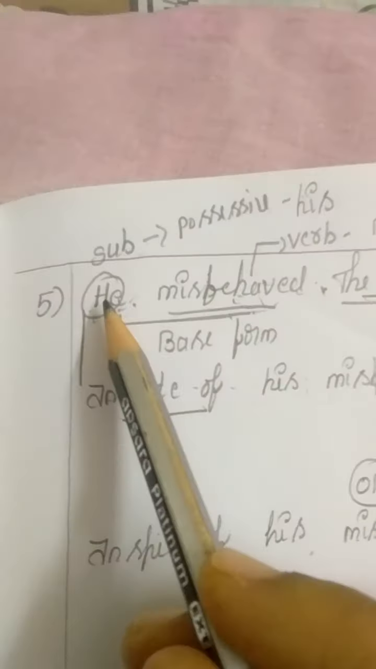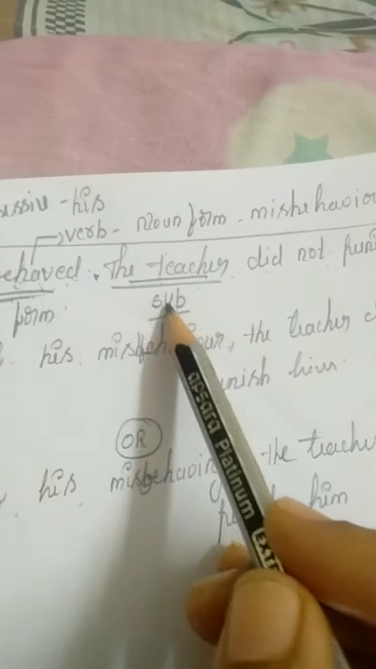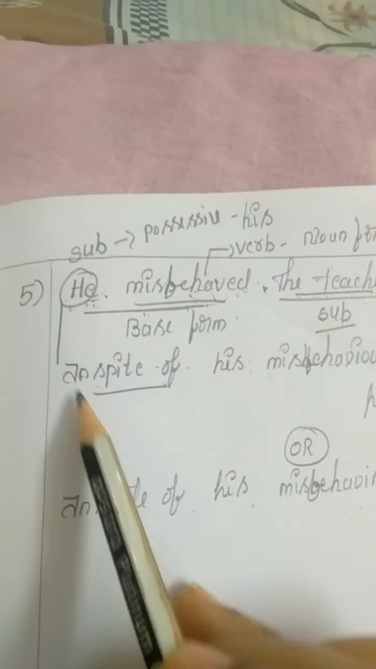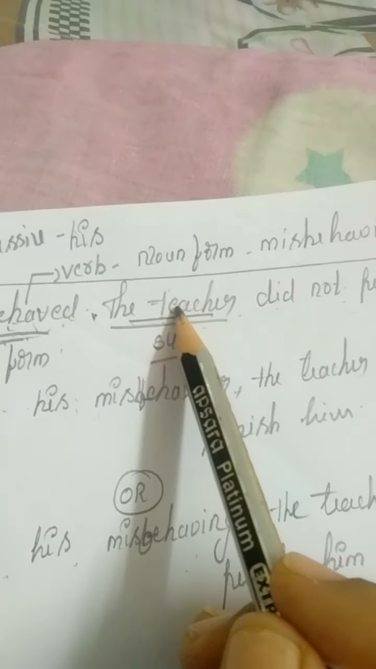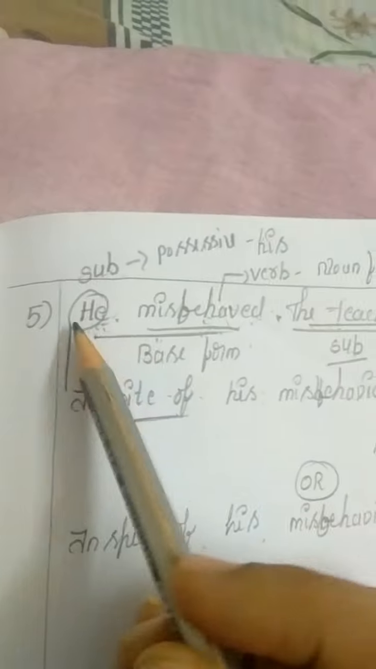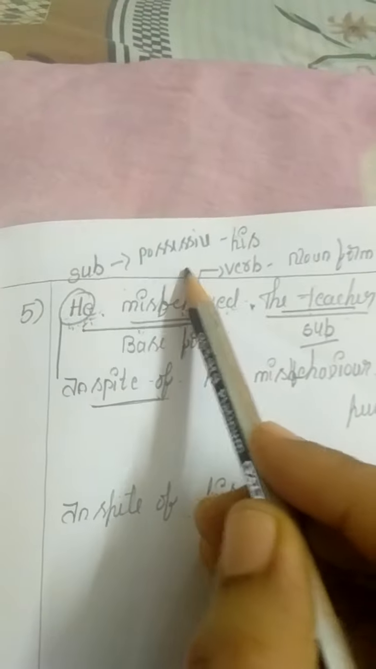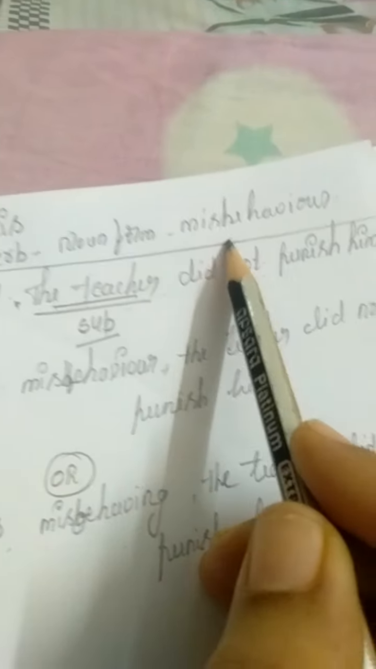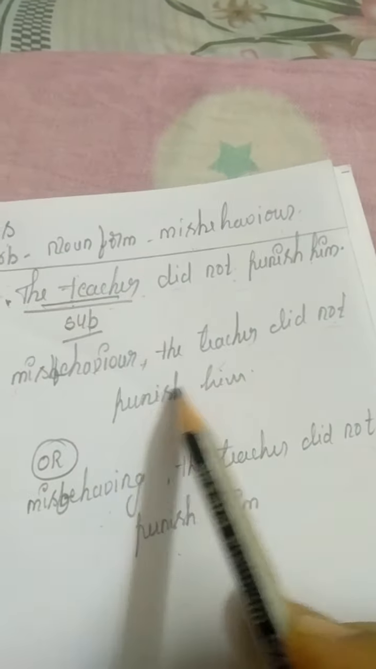Okay. Last one: He misbehaved. The teacher did not punish him. Here the first base sentence is "he misbehaved", so we write "in spite of" there. Next, the subject: here it is "he", and in the second sentence the teacher is the subject. So we change the subject in this one to its possessive form: he becomes his. Next, "misbehaved" is a verb, so the noun form is misbehavior. Then our sentence: In spite of his misbehavior, the teacher did not punish him.